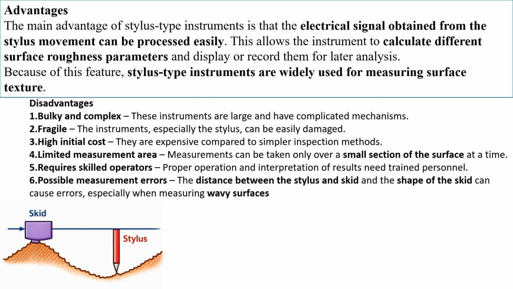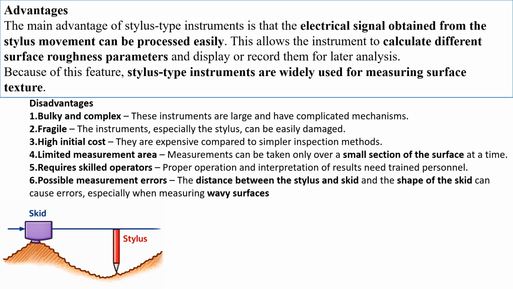Similarly, it has some disadvantages. One is that it is bulky and complex. These instruments are large and have complicated mechanisms, and they are fragile, especially the stylus, which can be easily damaged. Next is the high initial cost. These instruments are expensive compared to similar inspection methods. One more limitation is the limited measurement area. Measurements can be taken only over a small section of the surface at a time.